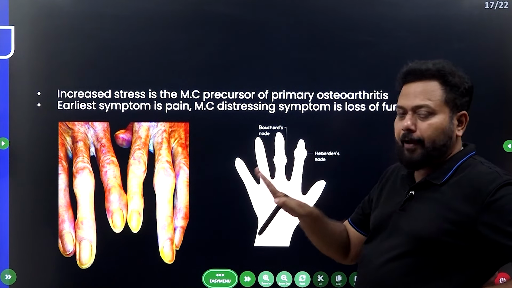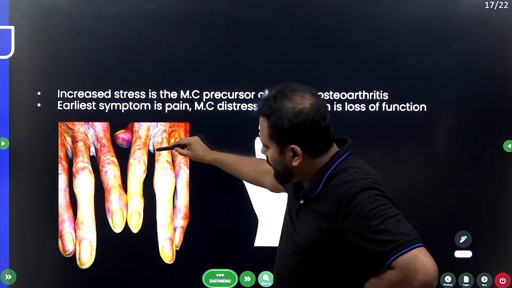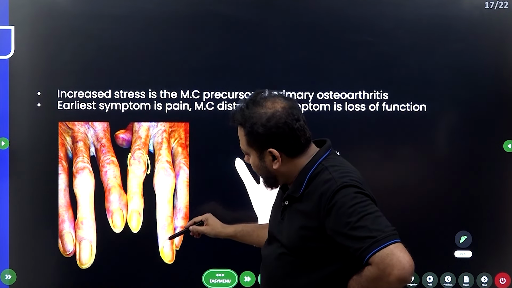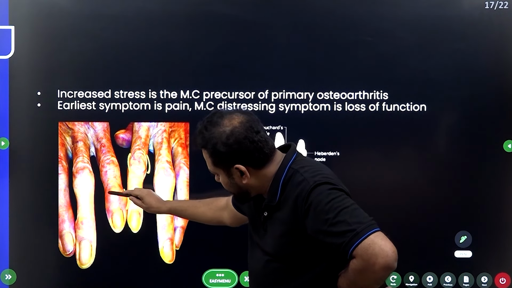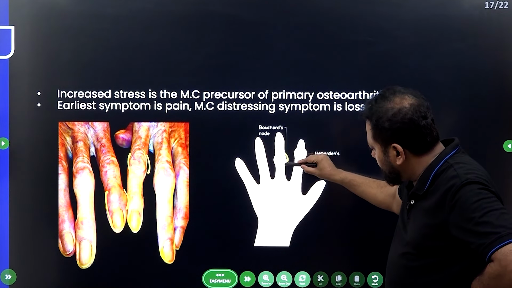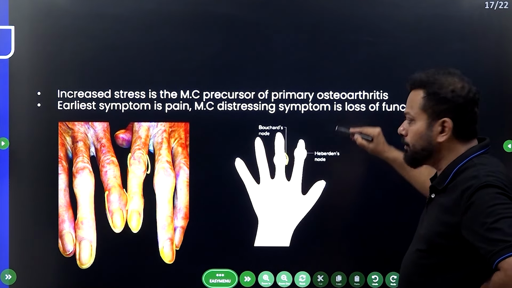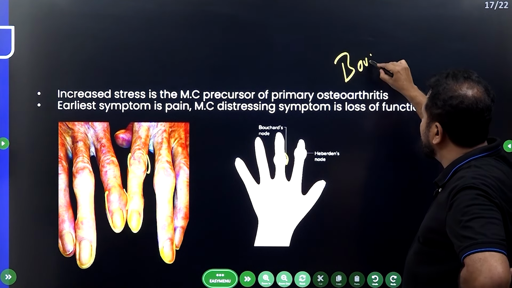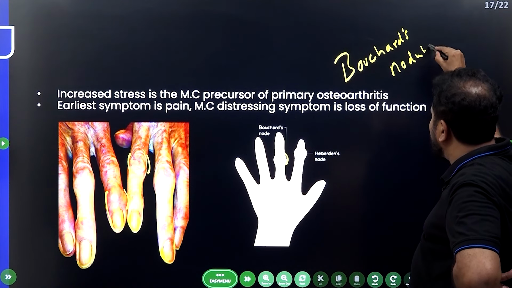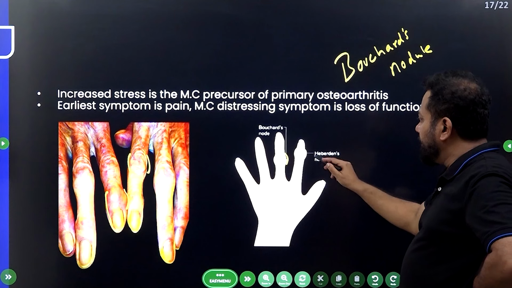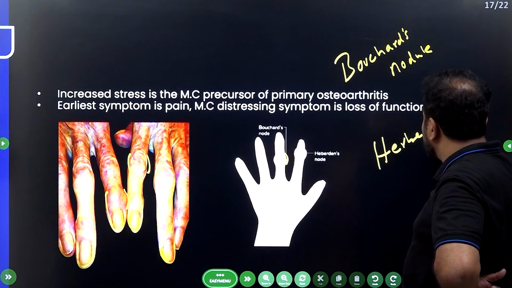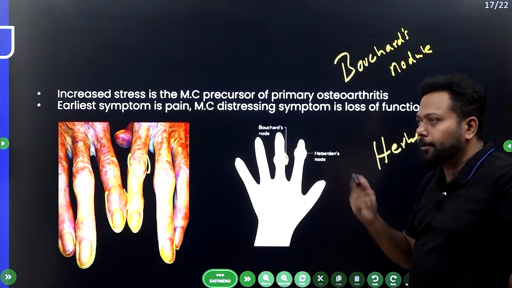Okay, and in the hand, are you able to see a bulge here? This is the proximal interphalangeal joint, and you are able to see a small bulge here, at the distal interphalangeal joint. A bulge in the proximal interphalangeal joint is called Bouchard's nodule. A bulge in the distal interphalangeal joint is called Heberden's nodule. Heberden's nodule. A repeated MCQ, many times.